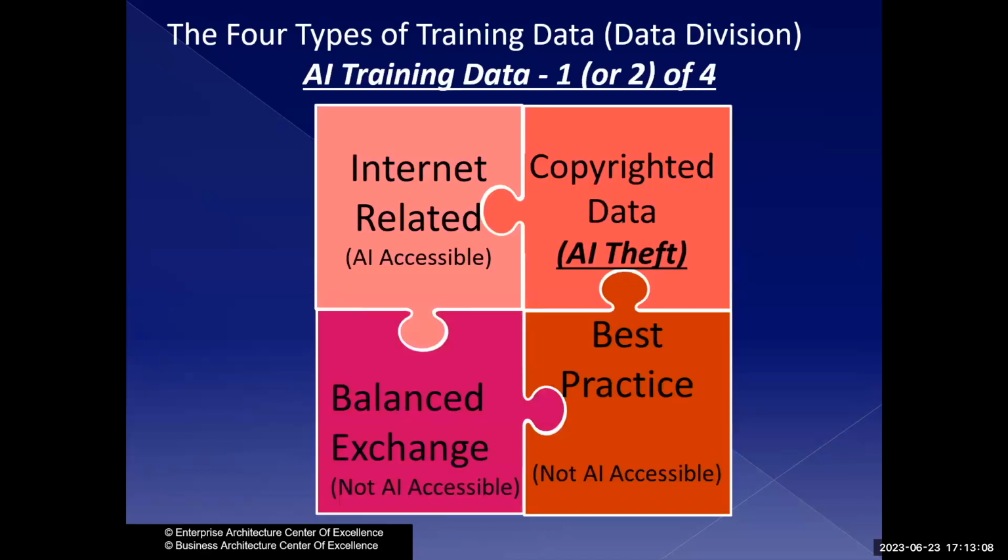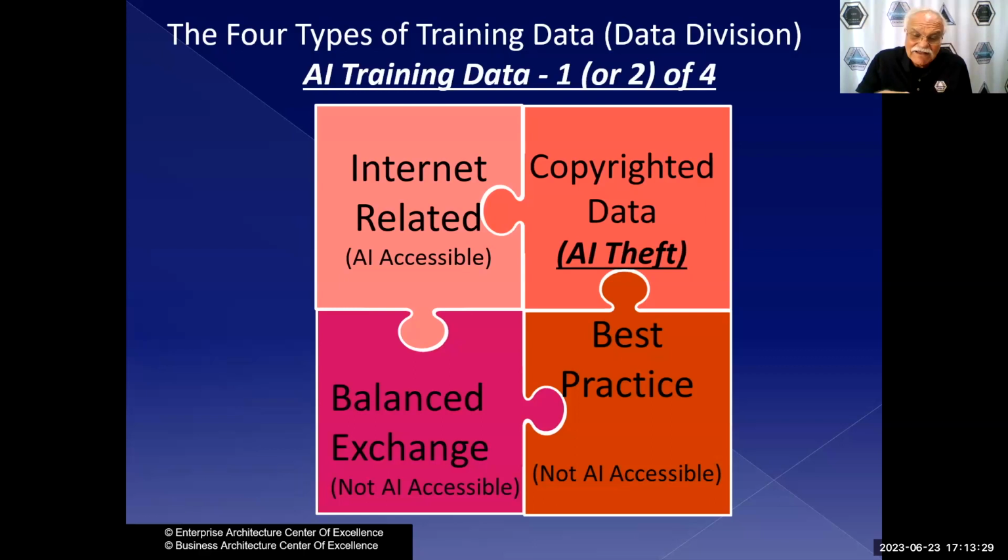Four categories of information: internet related, AI accessible, copyrighted data, which is now a concern for those of us that are in the world of generating intellectual property. We believe it is AI theft. That is possibly a harsh word. Give me another word, not a politically correct word possibly, but a word that actually is truthful.